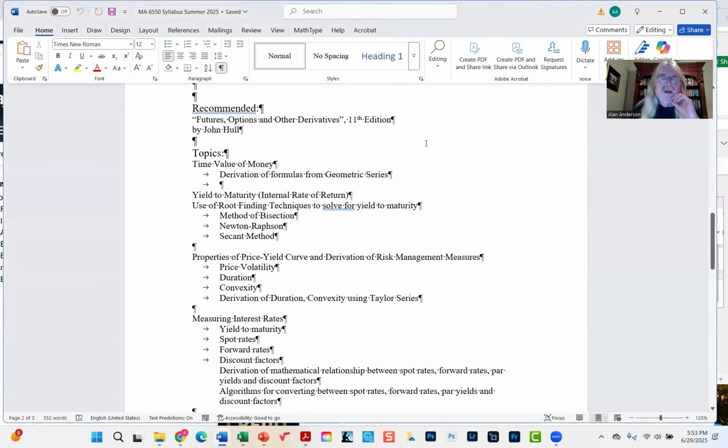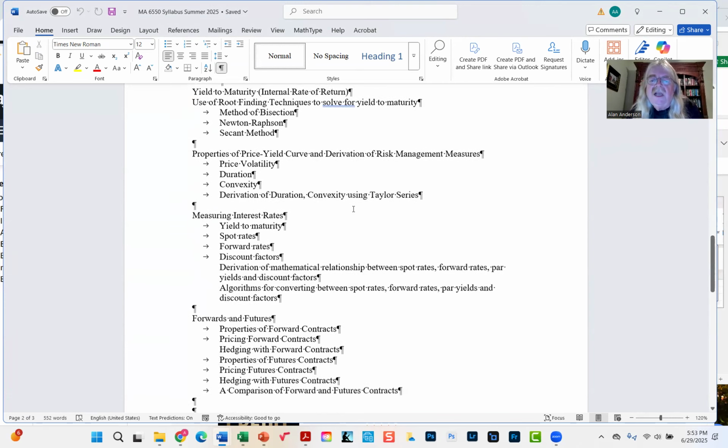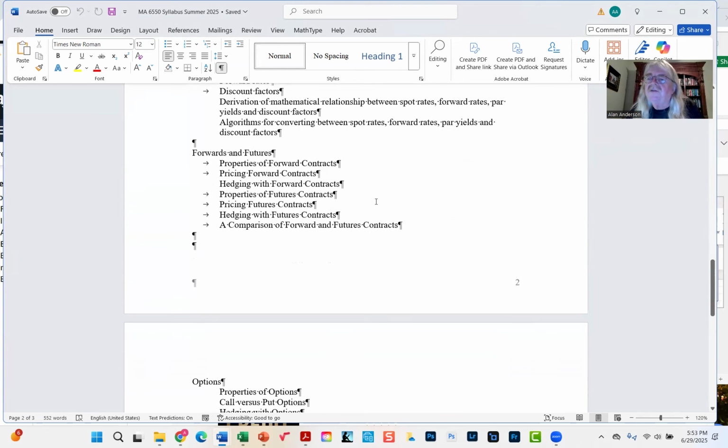We're going to look at the time value of money. Then we're going to move on to the yield to maturity, internal rate of return, which gets us into the pricing of bonds. And then we'll be looking at interest rate risk and how that's measured. And then we're going to see the different ways interest rates can be defined. And then we can start our discussion about derivative securities. And so we'll start with the simplest ones, which are forwards and futures.